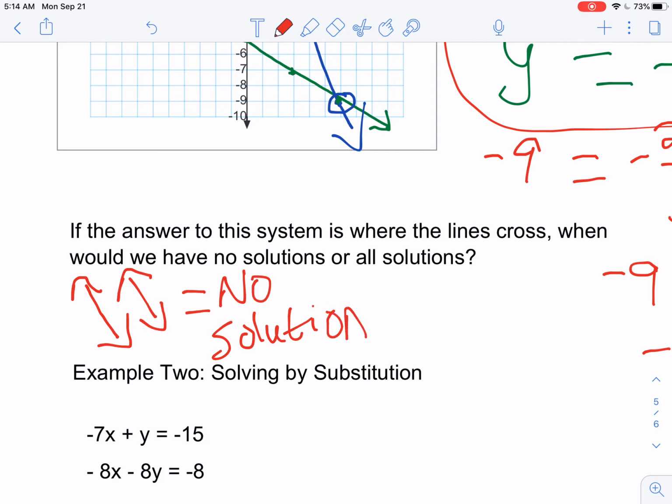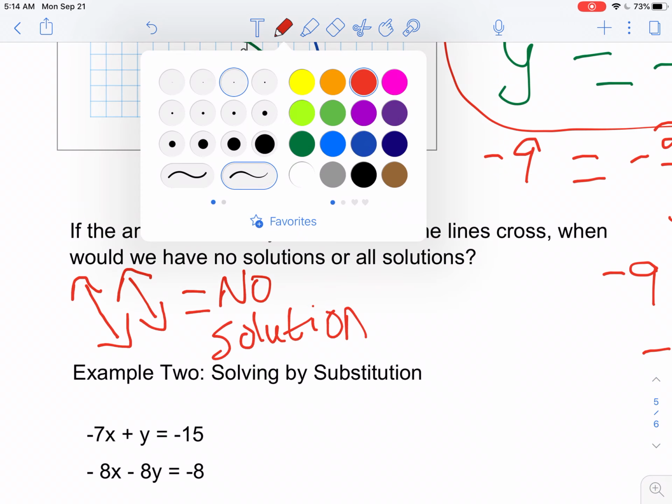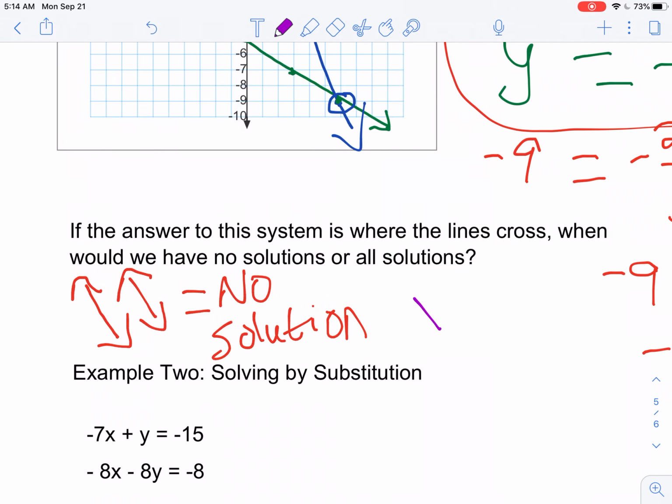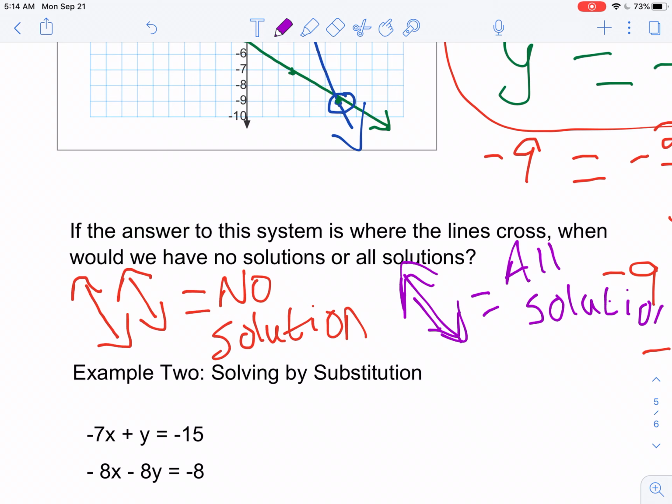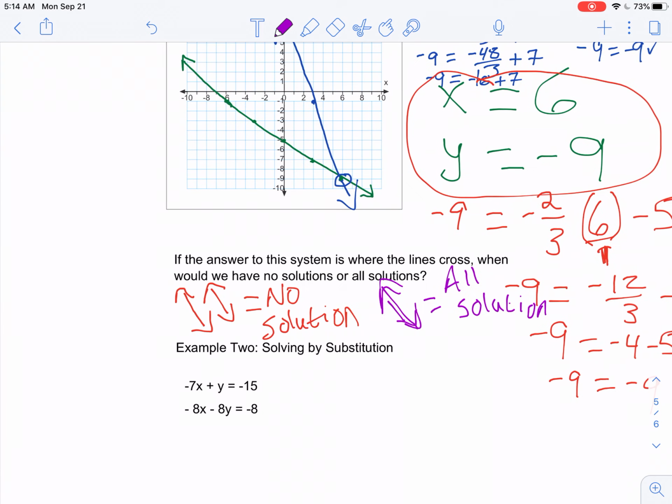And then, for all solutions, well, when would we have two lines that cross on all the exact same points? Well, that's when we have two lines that are actually the same line, right? When we have two lines that are the same line, it's going to be all solutions. You're going to see those in examples that you're going to do a little later on, so just be mindful of those.